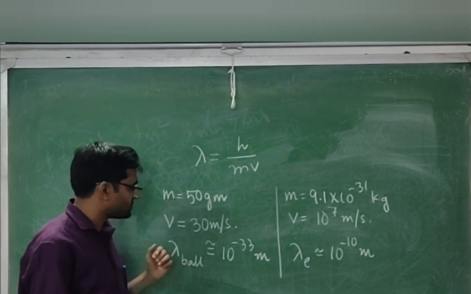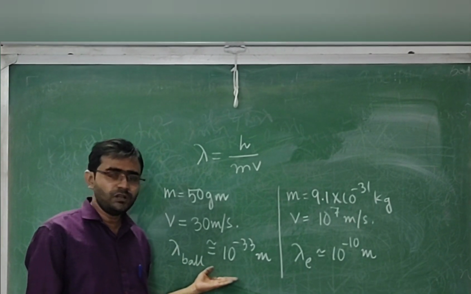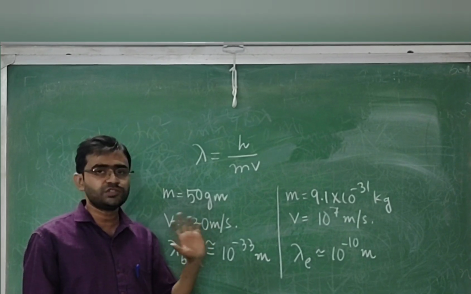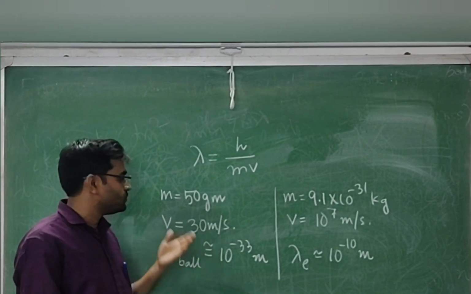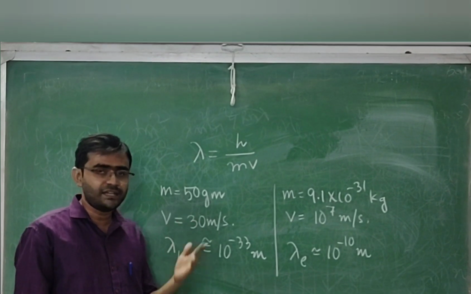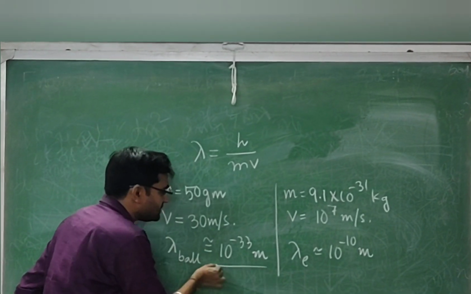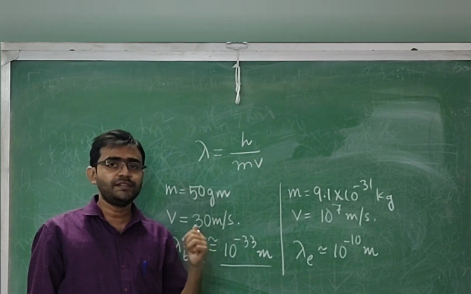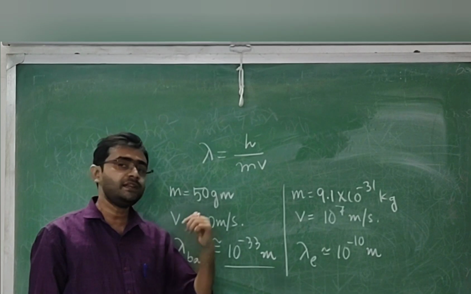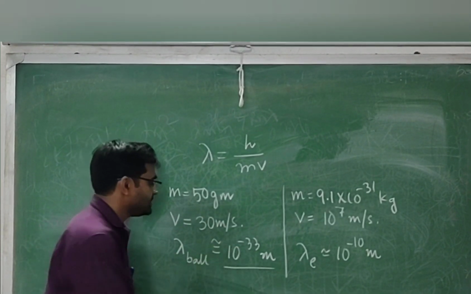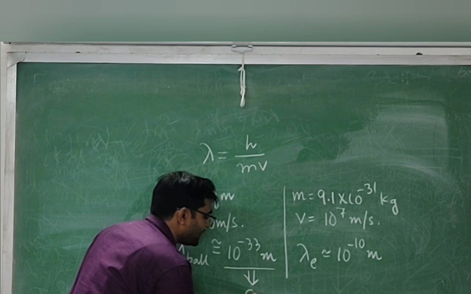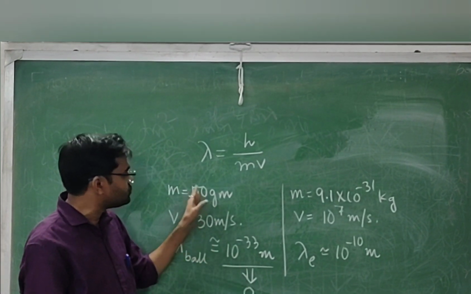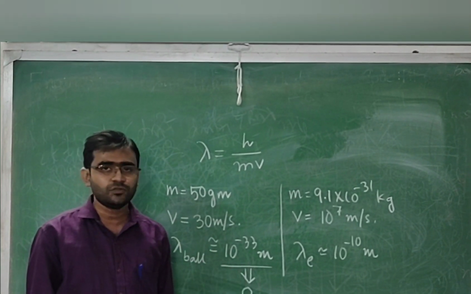Now you just see, we play with the cricket ball. It has a certain radius, which is around 3.5 to 4 centimeter. We can measure that radius with our naked eye, and the associated wavelength is coming 10 to the power minus 33 meter. That means after the decimal point there will be 33 zeros, then a value will come, which is practically negligible. So what we see is the associated wavelength of the ball is practically zero.